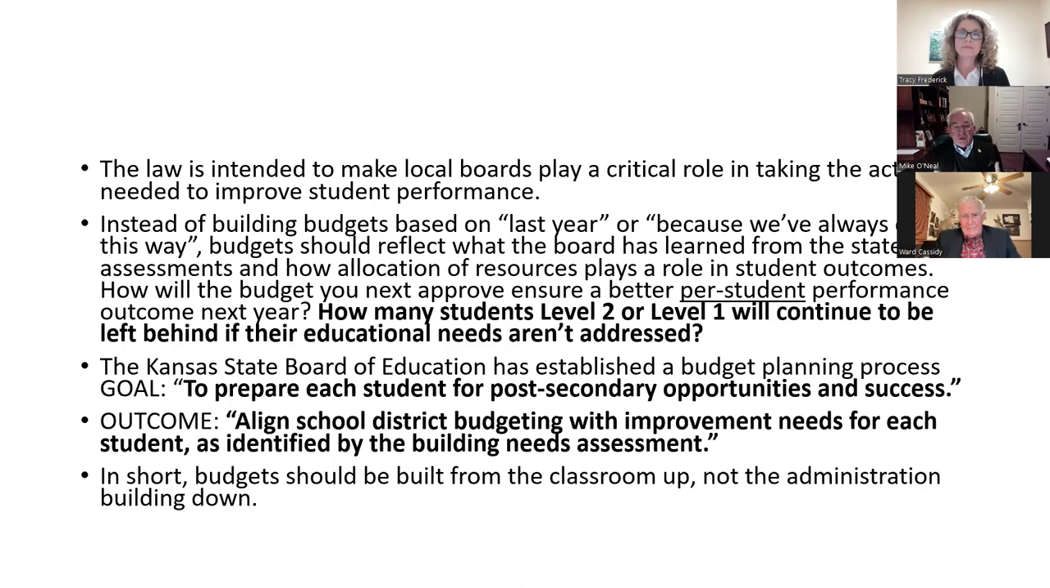How will the budget you next approve ensure a better per student performance? Not just overall, not just, well, let's take a snapshot of last year for all the classes, and let's look at it this year and see that we've maybe improved a couple percentage points or whatever. No, how will the budget you approve ensure a better per student performance outcome next year? How many students, level 2 or level 1, will continue to be left behind if their educational needs are not addressed through the budget process?